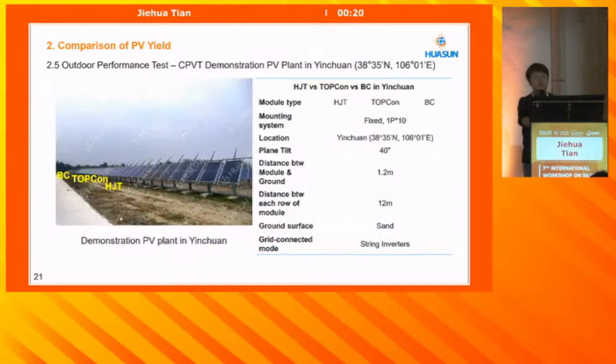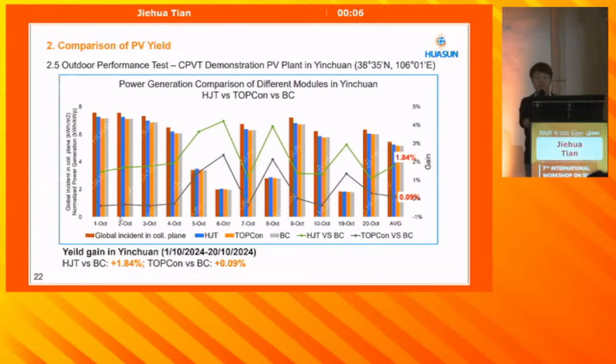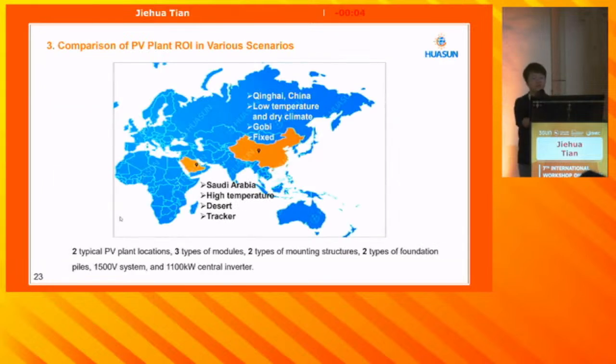Inner Mongolia is a temperate continental climate with middle temperature. We can see the yield in this plant at the same time compared to BC. HJT has 1.84% gain, 0.09% for TOPCon. Next, we will focus on ROI in PV plants.